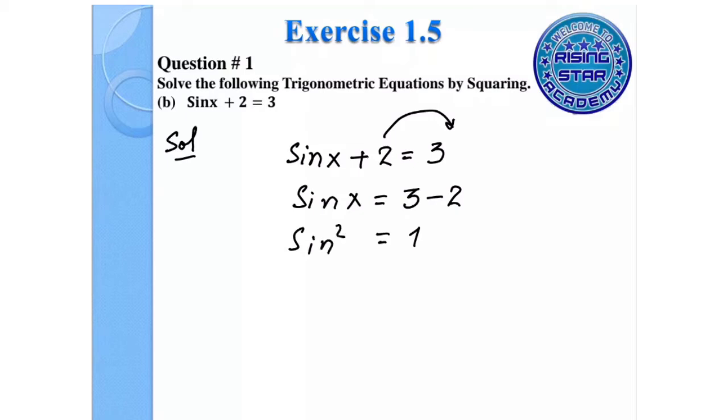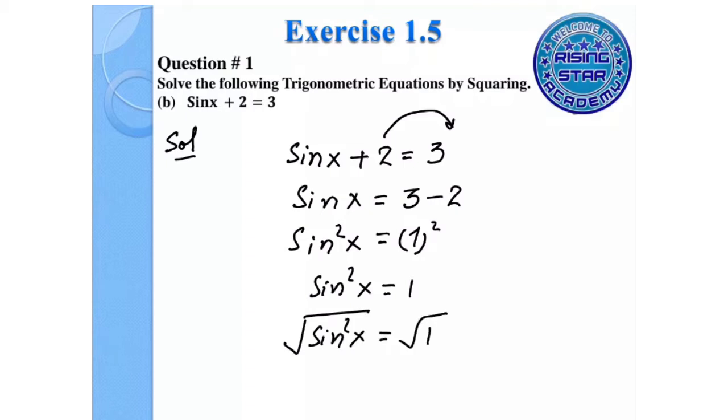So now we will take the square on both sides. So that would become sin² x = 1. Now again we will take the square root on both sides. So sin² x = square root of 1. So we will have sin x = ±1. In the next step, we will separate them to simplify.